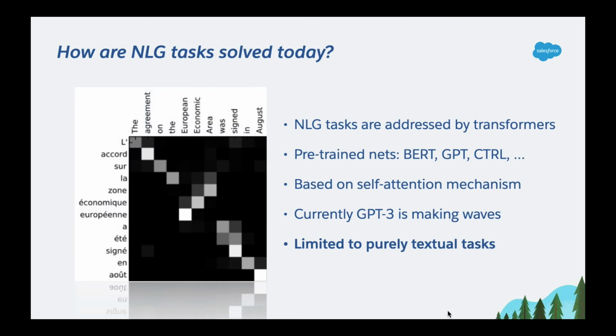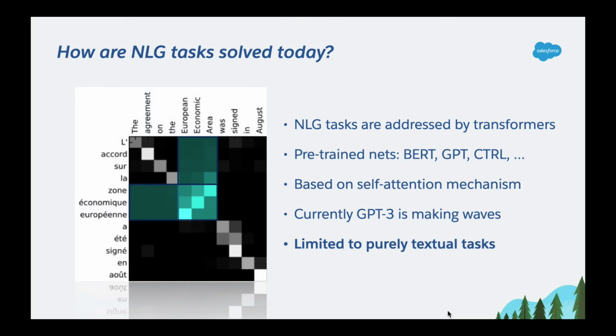Since their introduction, transformers have become the model of choice for virtually all NLG problems. They have a number of advantages, and they're easy to parallelize, so you can run them on really large data sets, and that has led to the emergence of these pre-trained systems such as BERT, GPT, or CTRL. They're all based on the same idea, this self-attention mechanism, which you can see in this figure to the left.